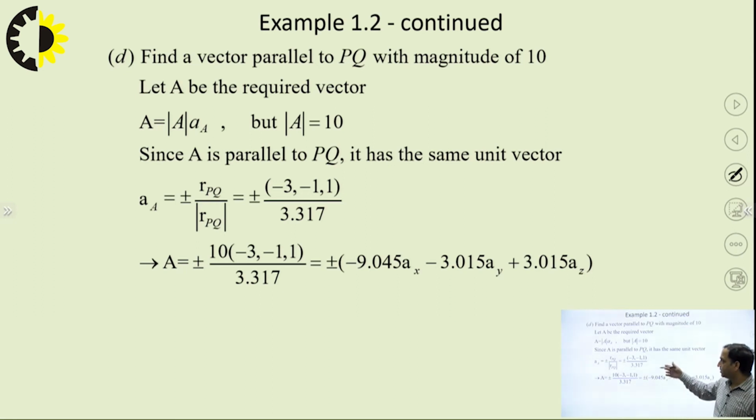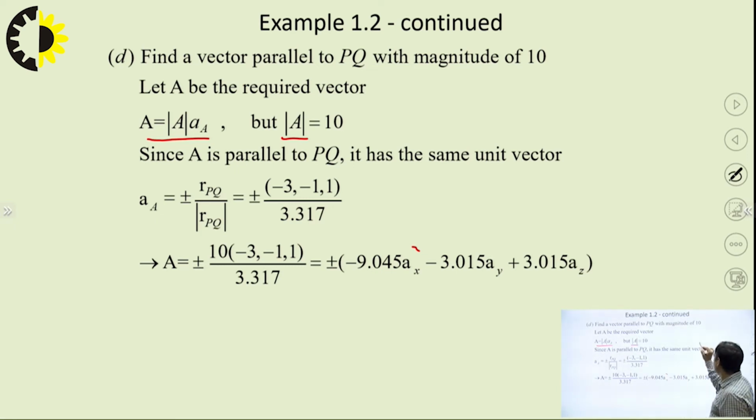So in that case, how will you do it? The formula you are aware of, right? Any vector which is desirable to us is the mod of A into AI, and the mod of A, as we said, the magnitude, that is 10, and since vector A is parallel to PQ, it has the same unit vector, right?